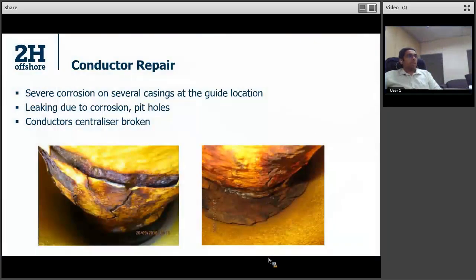Another case study is also related to excessive external corrosion and pitting corrosion observed here. Again, we are not sure what caused the hydrocarbon release. However, this being the primary load-bearing conductor, such levels of corrosion were not acceptable to continue the mitigation, and therefore a repair system was required. We also observed that some of the conductor centralizers were worn out due to the age of this conductor system.